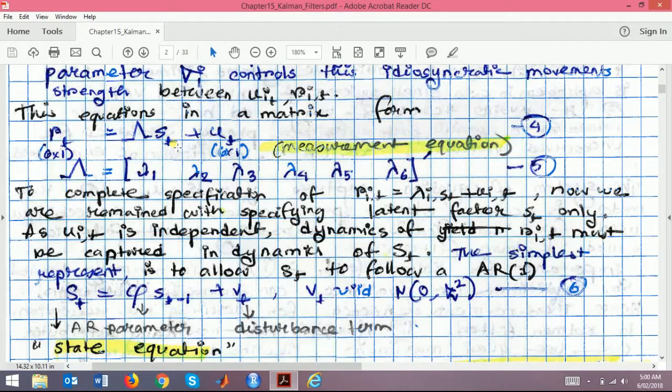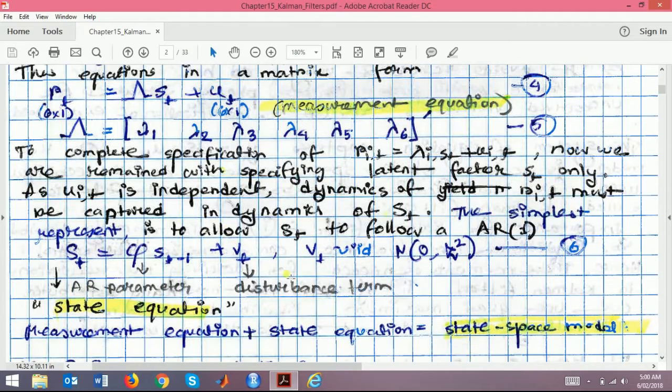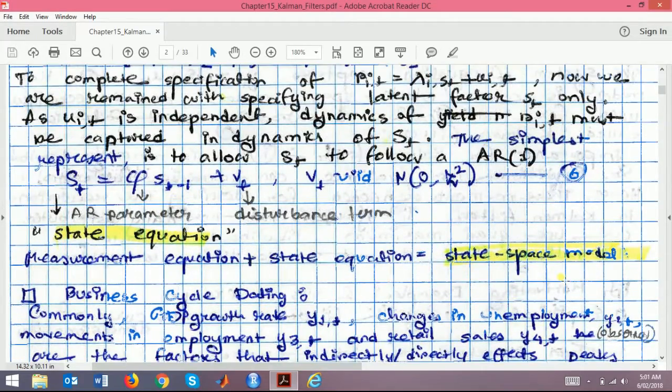Allowing s_t to have an autoregressive one specification, the equation is s_t = phi s_{t-1} + v_t, where v_t is IID with zero mean and sigma squared variance. Now v_t is the disturbance term, and the autoregressive parameter phi captures the dynamics in this equation. This equation, specifically devoted to s_t, is known as the state equation. So when you combine both equations, the measurement and state equations, you have the state space model.